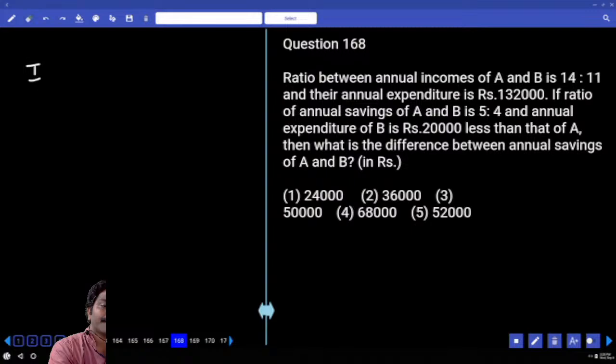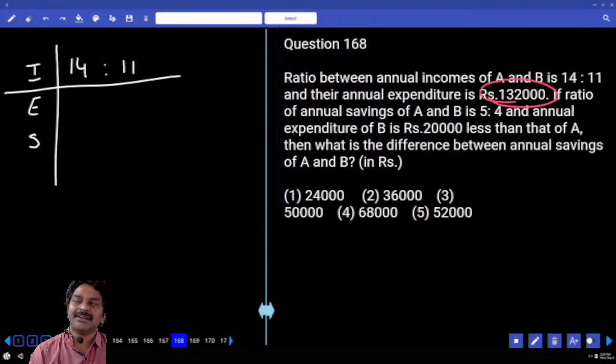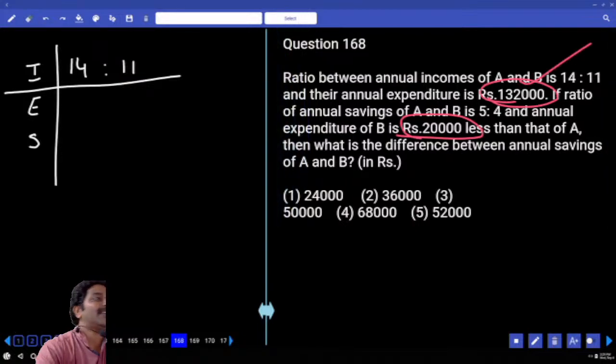Income, expenditure and then savings. Income ratio is mentioned as 14:11. Total expenditure is 1,32,000 and B's expenditure is 20,000 less than that of A, correct? So from the total, first I will hide 20,000. How much is that? 1,12,000.